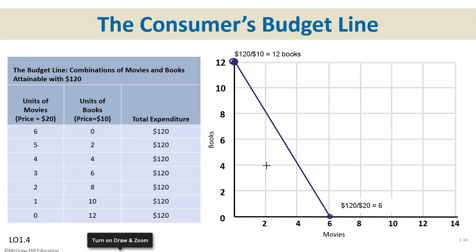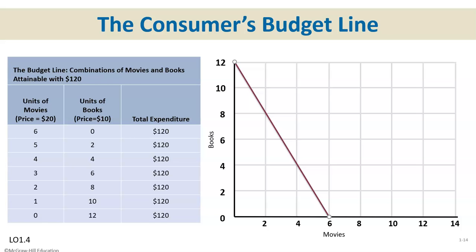We also have unattainable points, which are outside the line over here. So for instance, this point right here, they would be purchasing 8 books and 4 movies, but this is over their budget. They don't have enough income to purchase 8 books and 4 movies. So we call that point unattainable. It's actually just not possible.